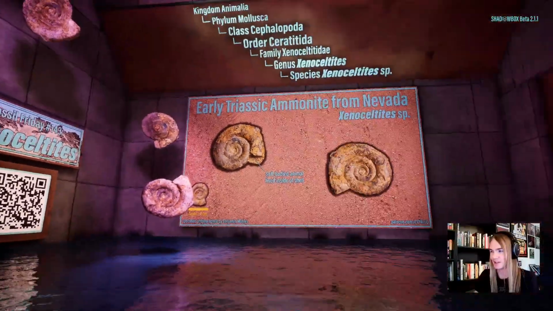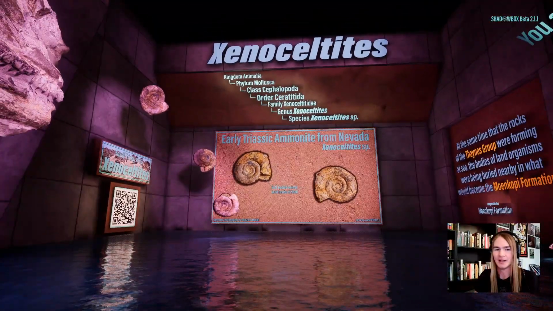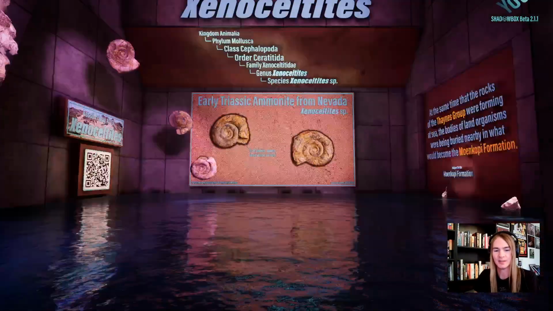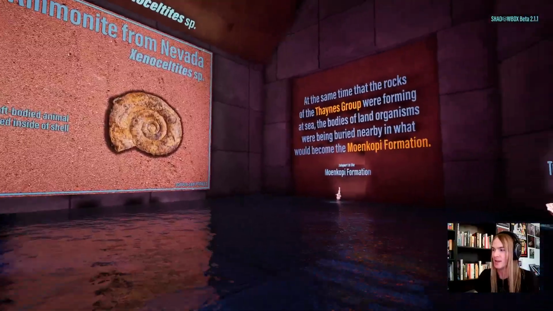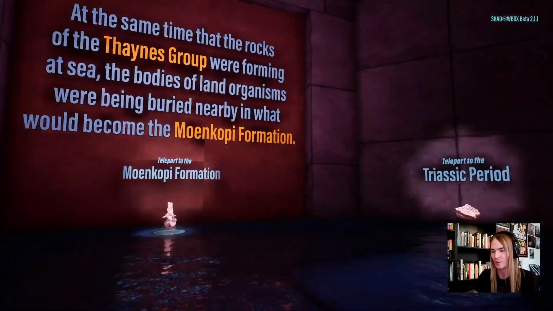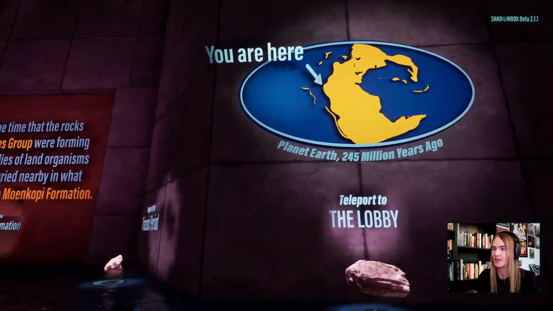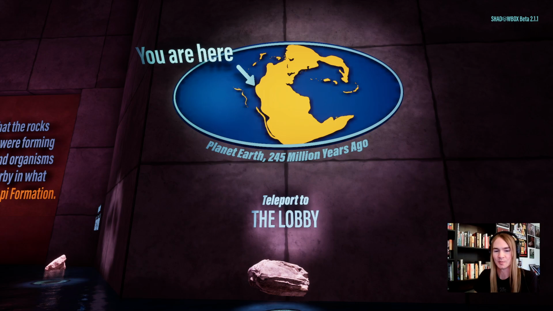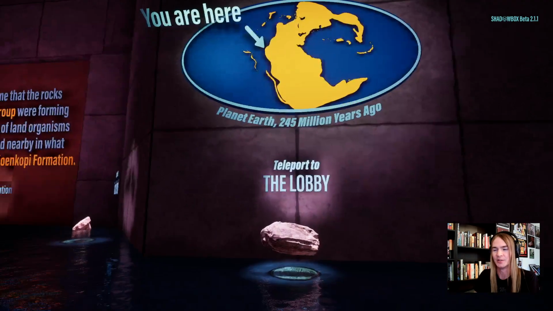Here is Xenoceltites one more time. I will kind of conclude this little exploration by showing you the Moenkopi Formation. So one of the reasons the Thanes limestone is particularly fun is that it's the first exhibit in SHADOWBOX that is paired with a terrestrial equivalent.